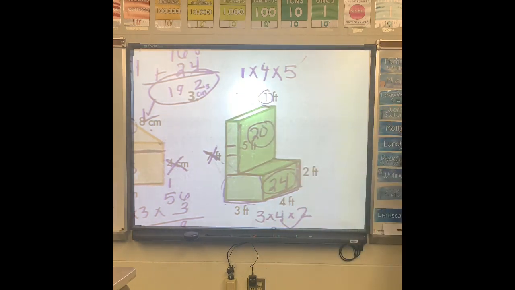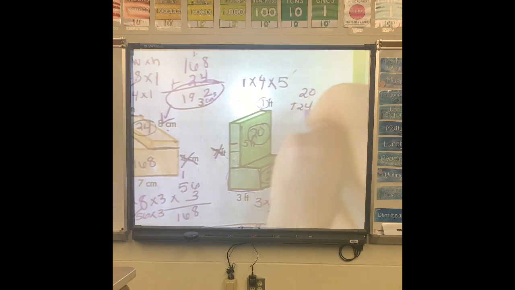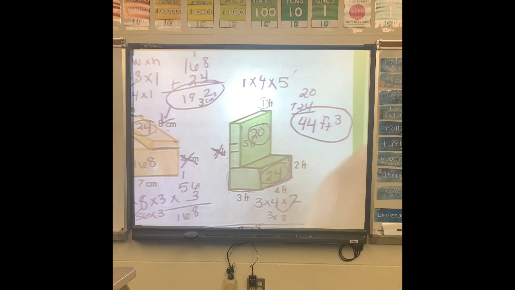So I now need to add those two numbers, 20 plus 24, and I get 44 feet cubed.